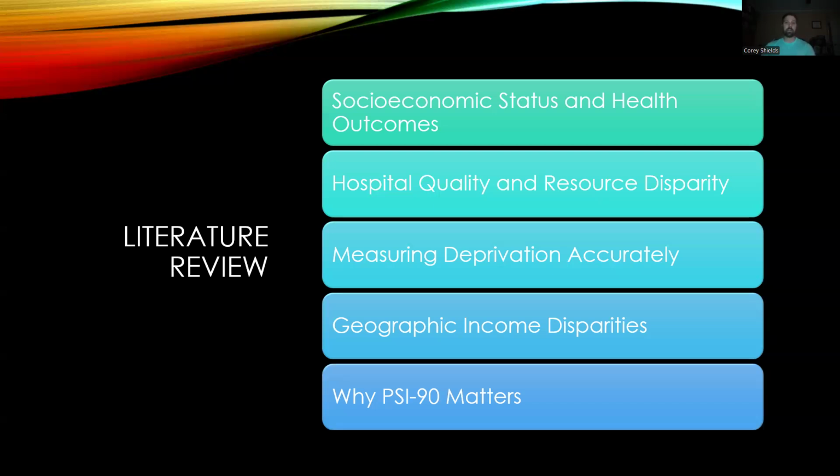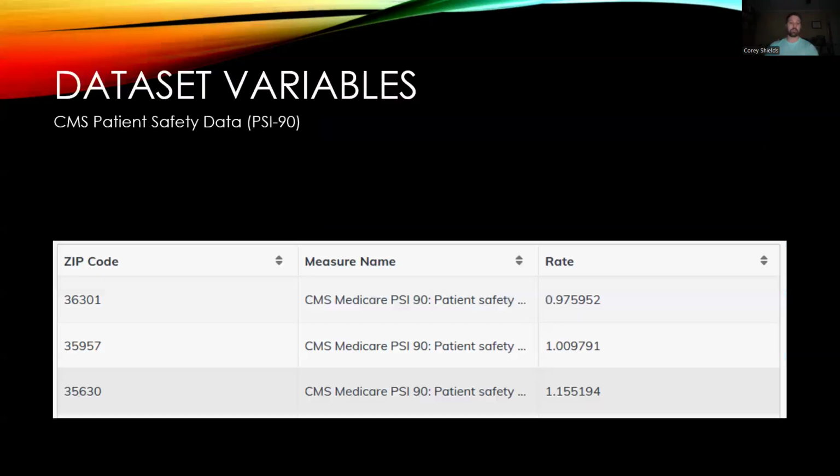So why does PSI 90 matter? Well, PSI 90 is a key national benchmark for hospital safety performance. It's publicly reported and linked to Medicare reimbursement, and also includes location data. Studies show income disparities persist in PSI 90 scores even after adjusting for hospital-level variables. So let's look at these data sets.